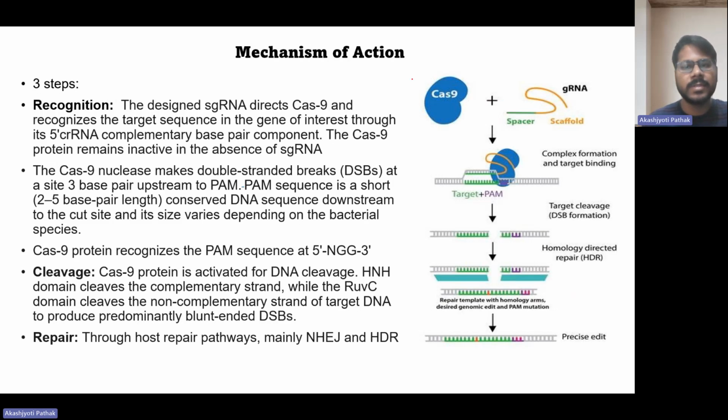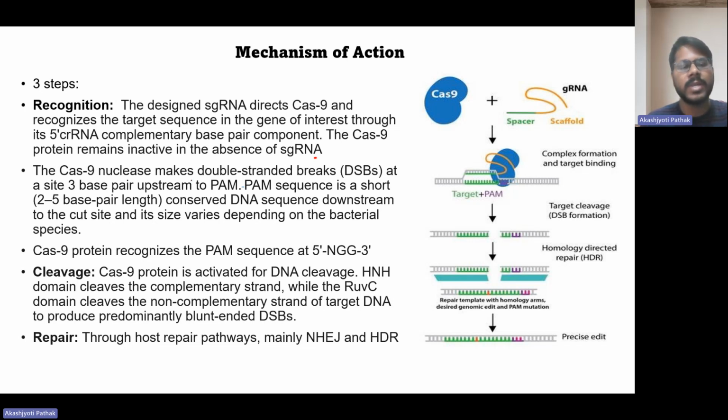So what is the mechanism of action? The designed single guide RNA will direct Cas9 and help in recognizing the target sequence in the gene of interest through its 5' CRISPR RNA complementary base pair component. The Cas9 protein remains inactive in the absence of single guide RNA. On its own, the Cas9 protein is inactive. Only when it binds to the single guide RNA will it know which target DNA to bind, because the spacer sequence is complementary to the target sequence and provides the information where the Cas9 protein has to bind.